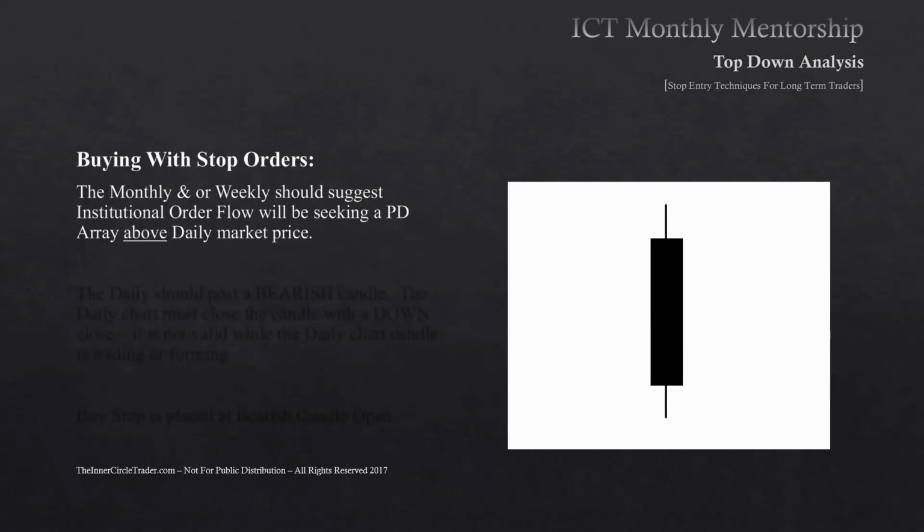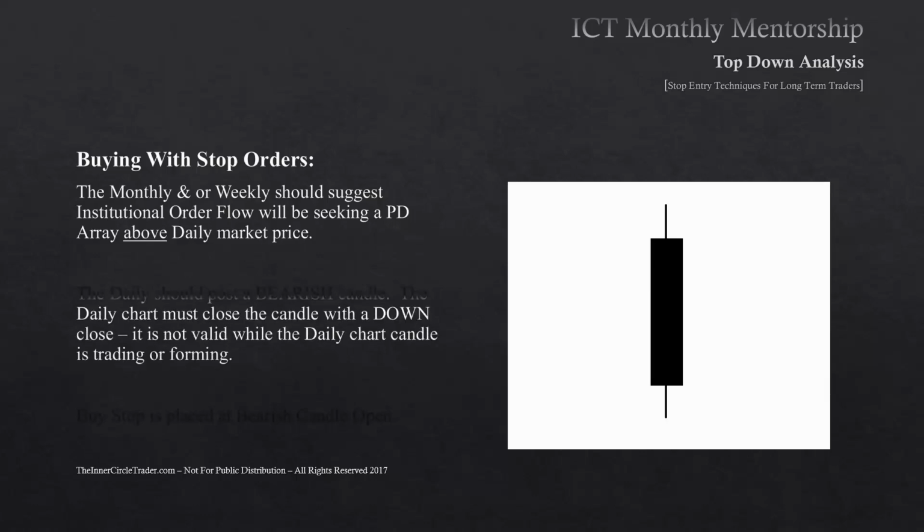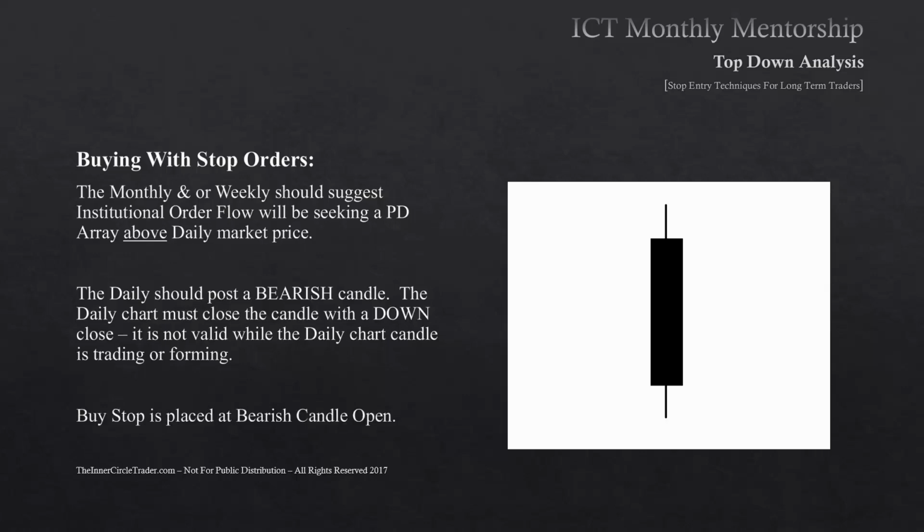Preferably, you're going to be looking for setups that have the monthly and or weekly suggesting institutional order flow would be seeking a PD array above daily market price. The daily should post a bearish candle. The daily chart must close the candle with a down close. It is not valid while the daily chart candle is trading or forming. And you're going to be placing a buy stop at the bearish candle's opening.